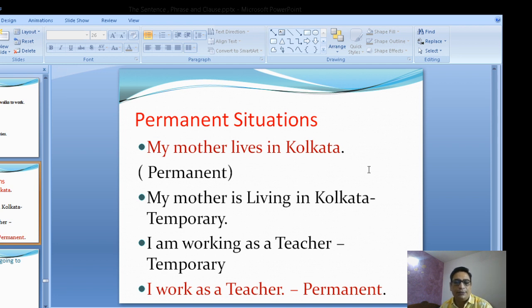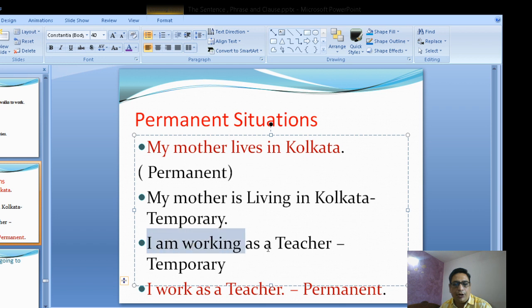Now come to the next sentence. For example, I'll just mark it red. I am working as a teacher. This is again a temporary phase that I'm talking about, because I'm not normally a teacher, but I'm working as a teacher right now. But when I say I work as a teacher, it signifies that it is more permanent in nature. I work as a teacher means it's a permanent job that I am doing, and I am a teacher. So I work as a teacher is a permanent thing, and I am working as a teacher means it's temporary. I will do something else in the days to come.